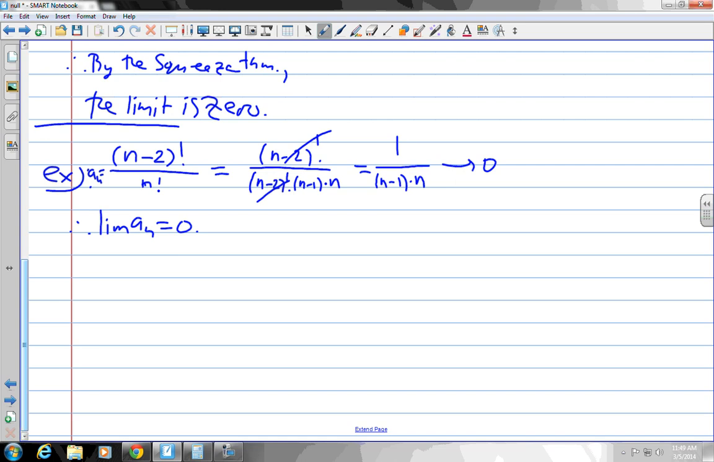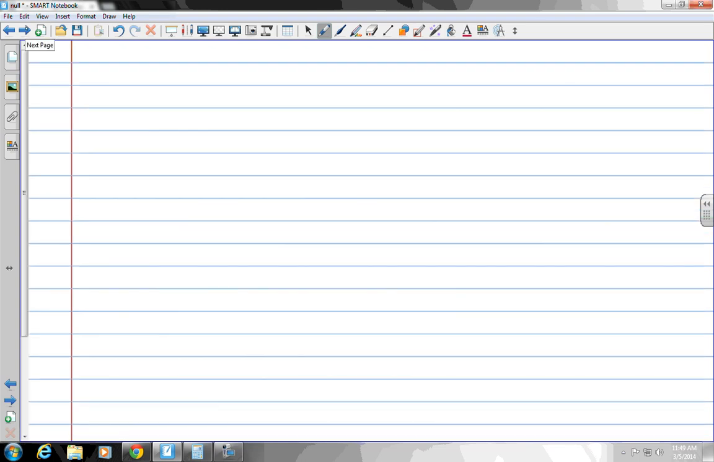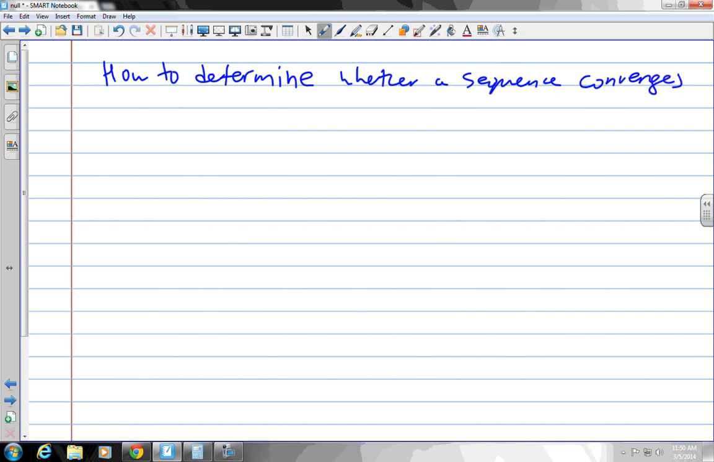So anyway, how to determine whether a sequence is convergent? I'm going to give you a few sequences, and determine whether the sequence converges or diverges. So one, make it a calc 1-ish problem.